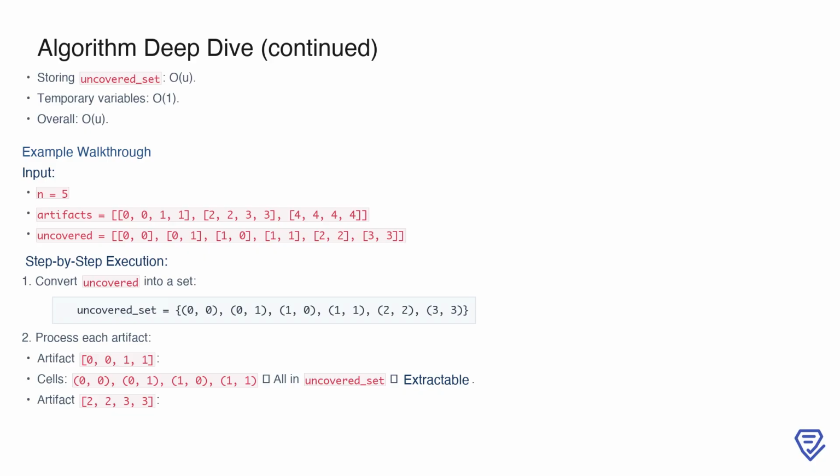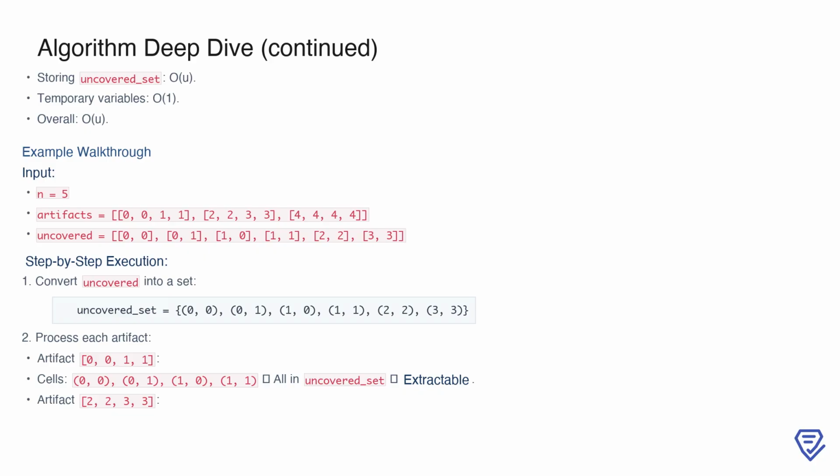In terms of space complexity, the main contributor is the uncovered_set, which has a size of U, where U is the number of uncovered cells. Apart from this, the algorithm uses a few temporary variables and a counter, which require constant space. Therefore, the overall space complexity is O(U).